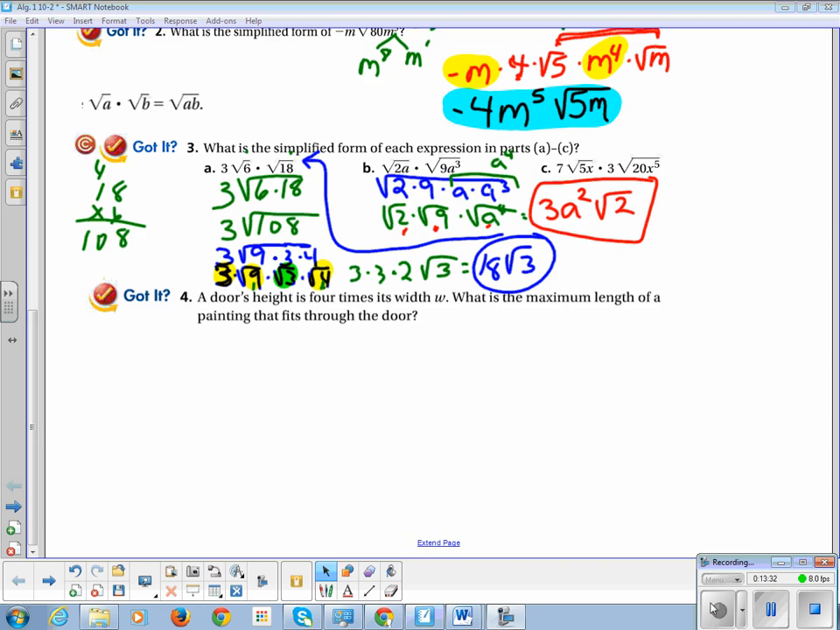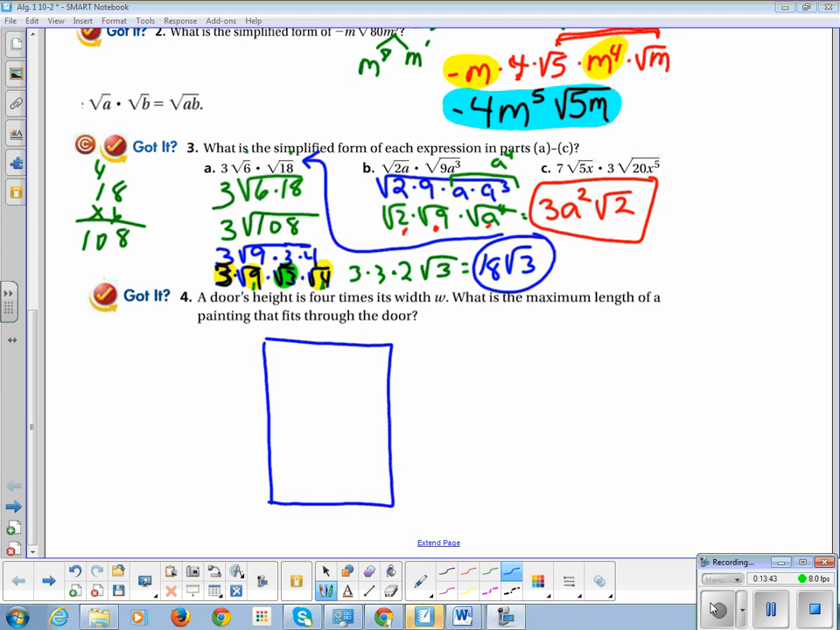Alright, so let's see if we can put this together. A door's height is 4 times its width. Let's draw a picture. Door is a rectangle. Its height is 4 times its width. What is the maximum length of a painting that fits through the door? I guess if we turn the painting sideways.